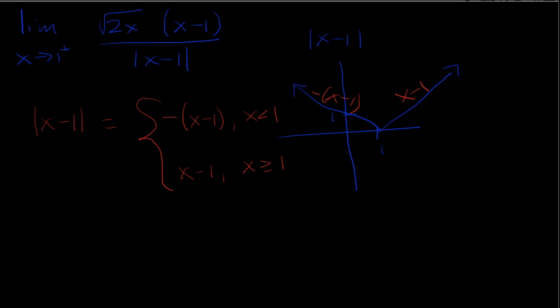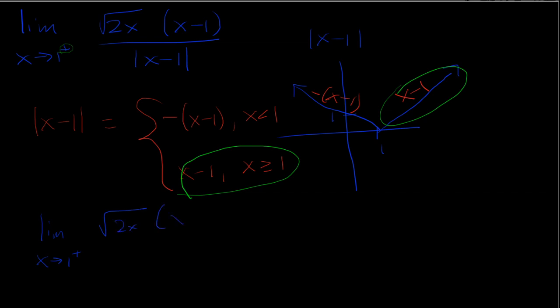Here, because we're looking at 1 from the right, we want to be looking at this graph right here, which is to the right of 1. So we're going to make a substitution. Instead of absolute value of x minus 1, we're just going to leave it as x minus 1. So let's rewrite the limit now. It's root 2x times x minus 1, and then the bottom is also going to be x minus 1. Those are going to cancel. And when I plug in x equals 1, I get my limit to be root 2.